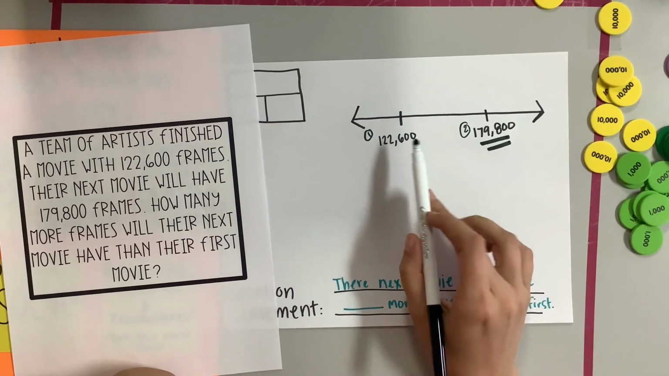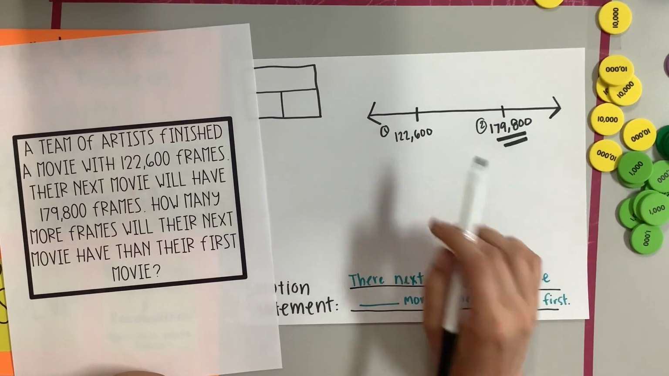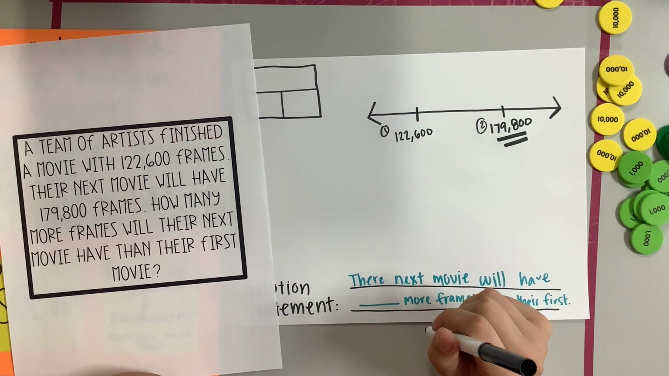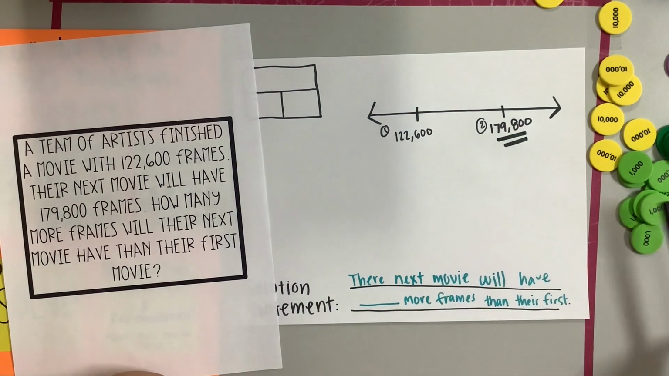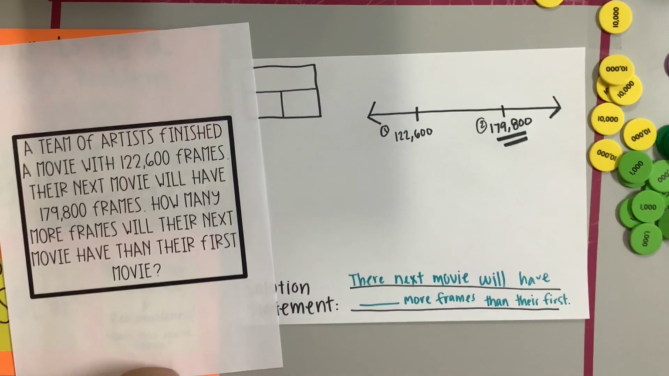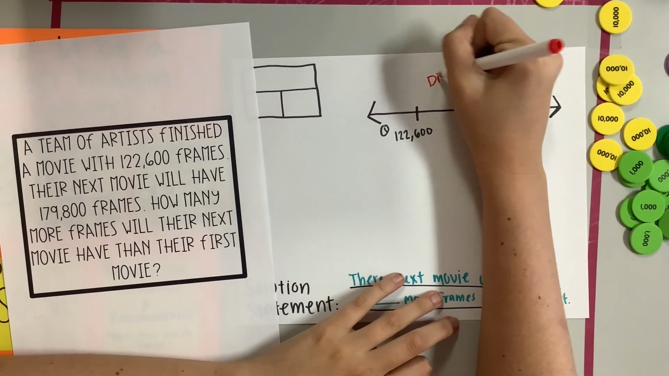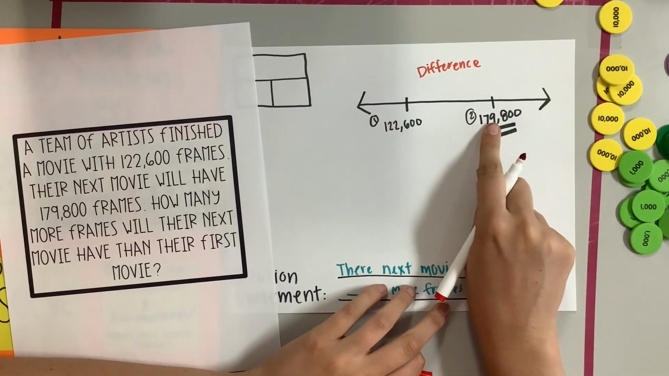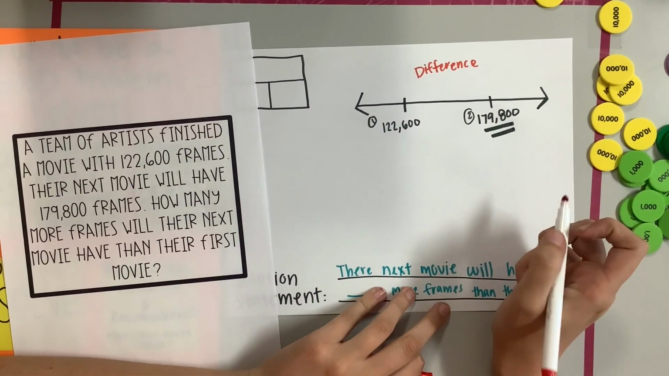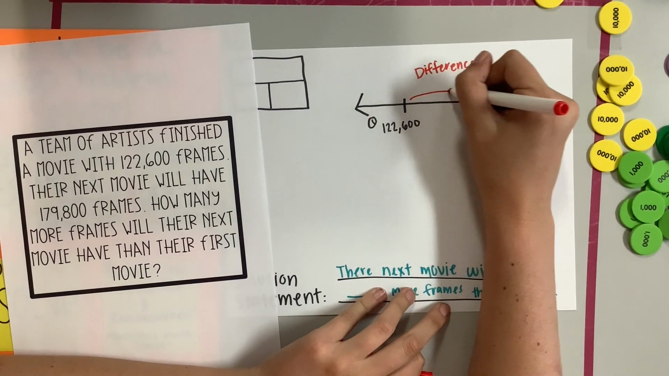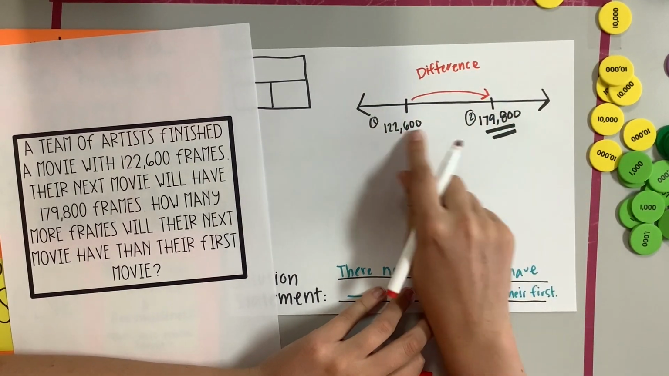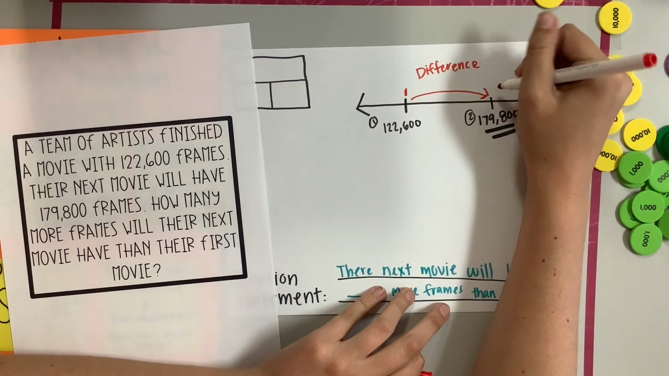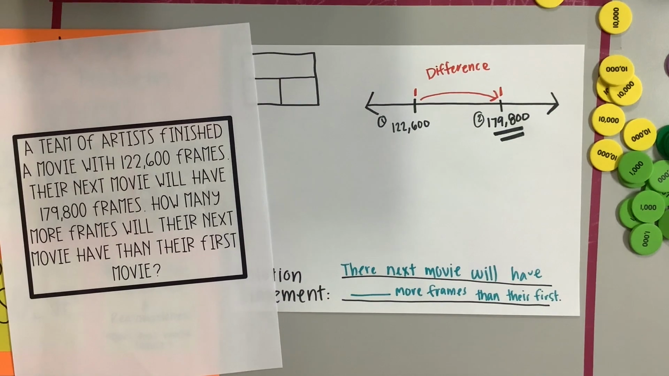So it's not asking me to combine and find the total amount of frames, is it? No, it wants to know the difference. It wants to know the difference between these two numbers. This one has more than this one. How many more? So how far is this number away from here? The space from this point to this point is going to be our answer.